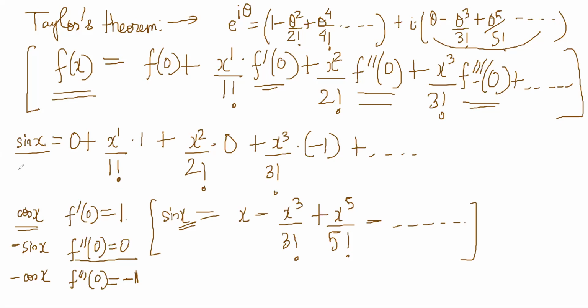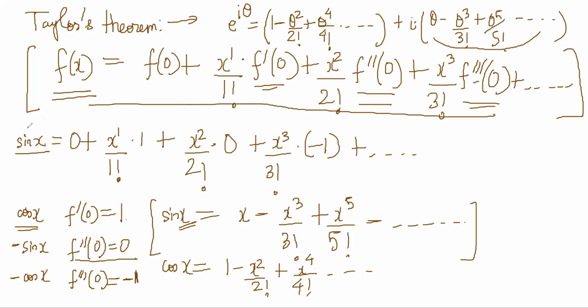And I can prove, you can apply Taylor's formula and prove that the Taylor series for cos x will be 1 minus x square by 2 factorial plus x power 4 by 4 factorial, and so on. Same thing, the way we did sin x, you do for cos x also. Take all the derivatives and values at 0. Okay. So the Taylor series of this is cos theta, this is sin theta. So you can prove now that e power i theta is cos theta plus i sin theta.